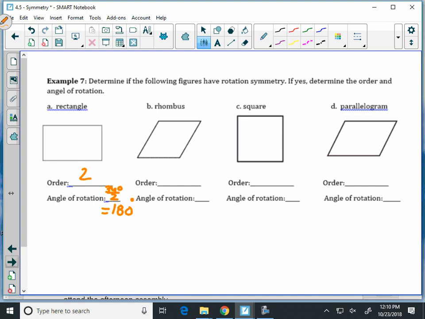Okay? For a rhombus, get out your rhombus. How many times can we rotate the rhombus? Start. Here's the beginning. You can only rotate a rhombus 2 times. If I line it up here. Nope, nope, nope. There's 1. Nope, nope, nope. Back to the beginning, there's 2. So it only has an order of 2 as well. That means its angle of rotation is also going to be what? 180.